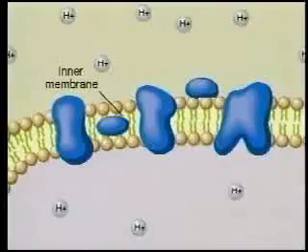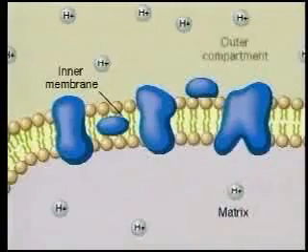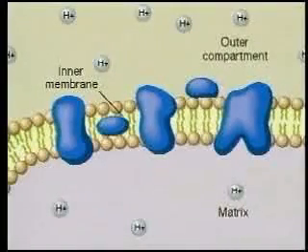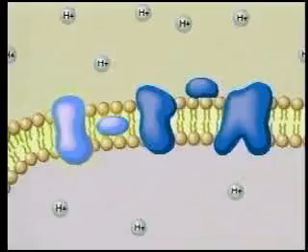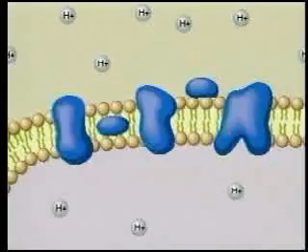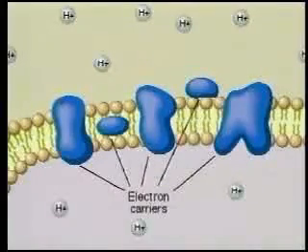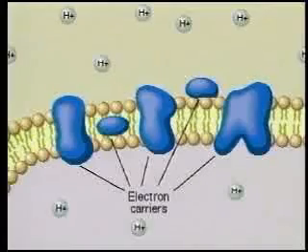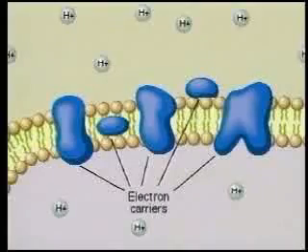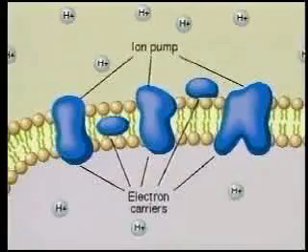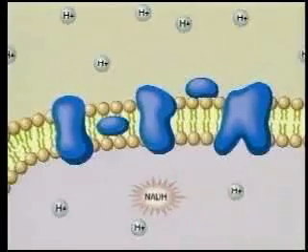The inner mitochondrial membrane separates the matrix from the outer compartment. Large proteins are embedded in the inner membrane. These proteins are the electron carriers in the electron transport chain. The electron carriers are arrayed side by side, like the links in a chain. 3 of these proteins are ion pumps.